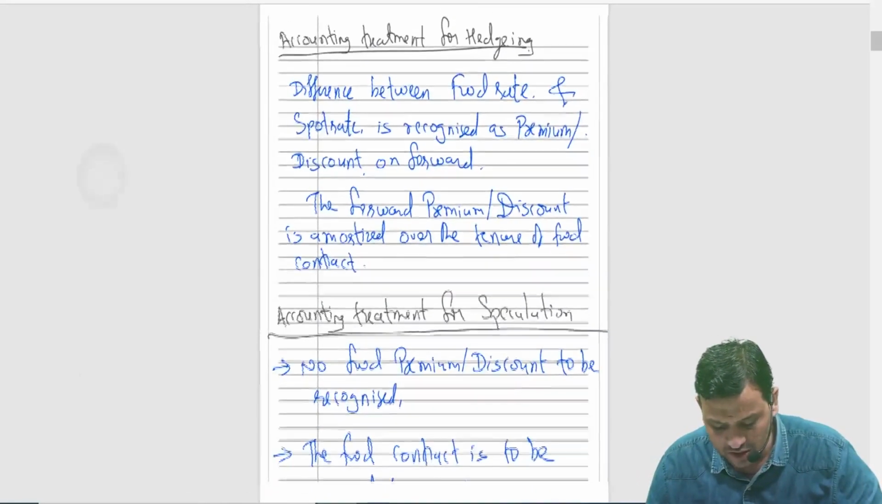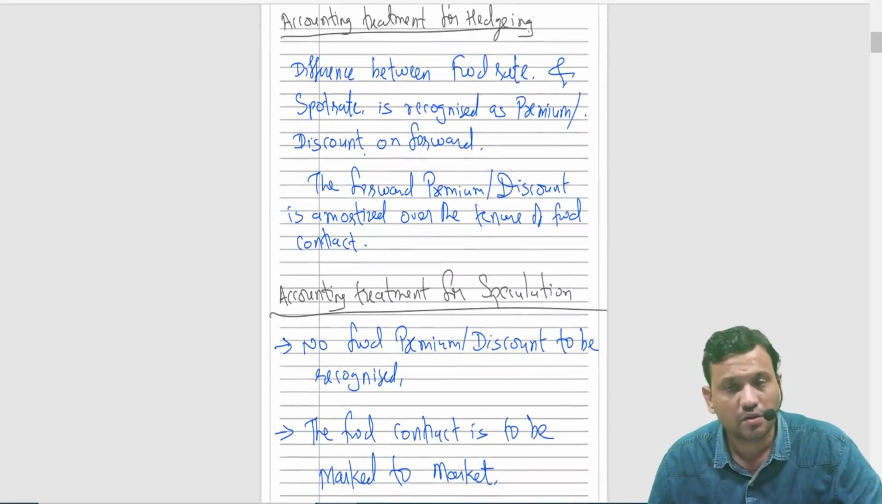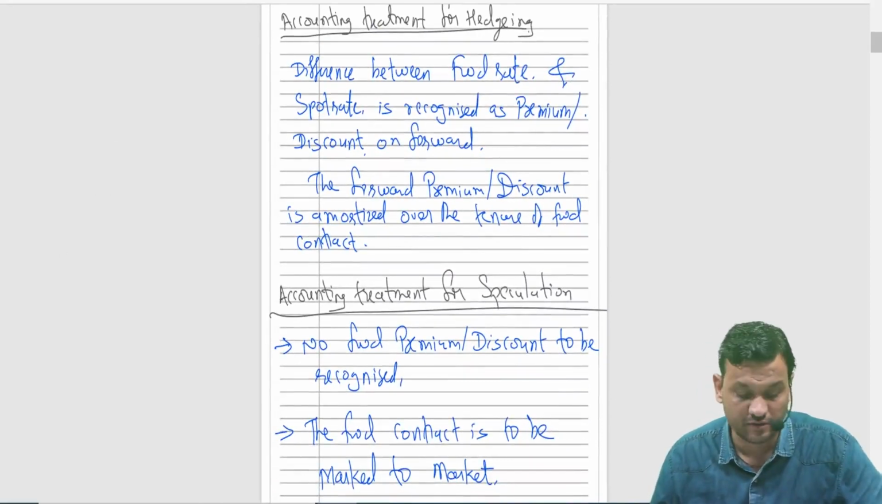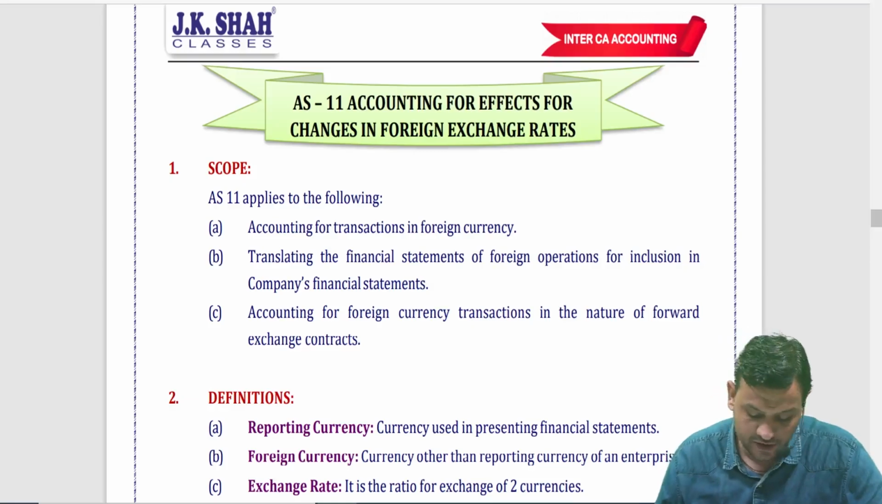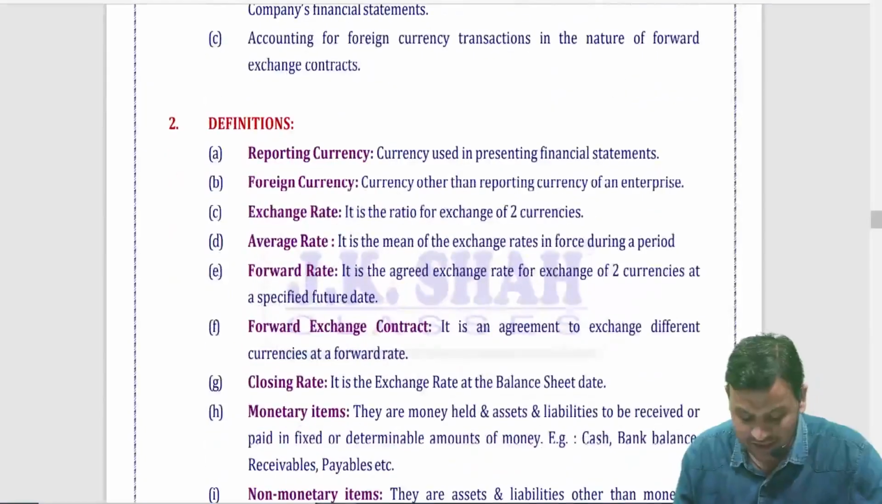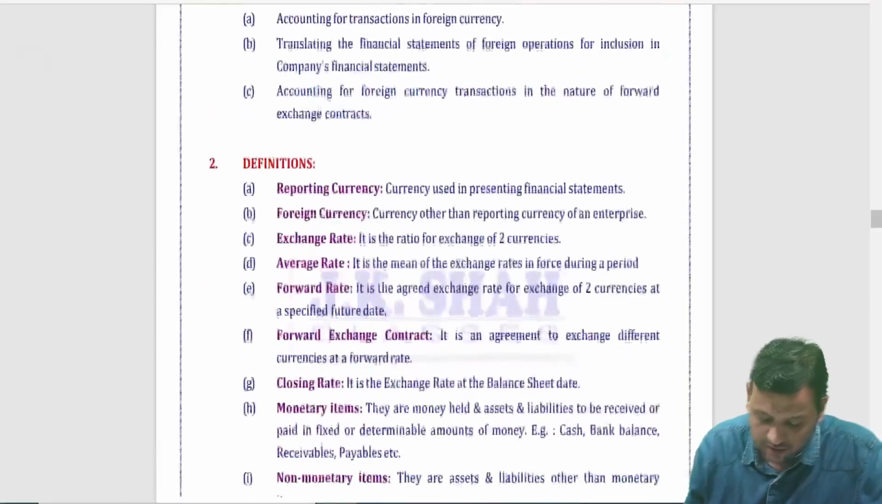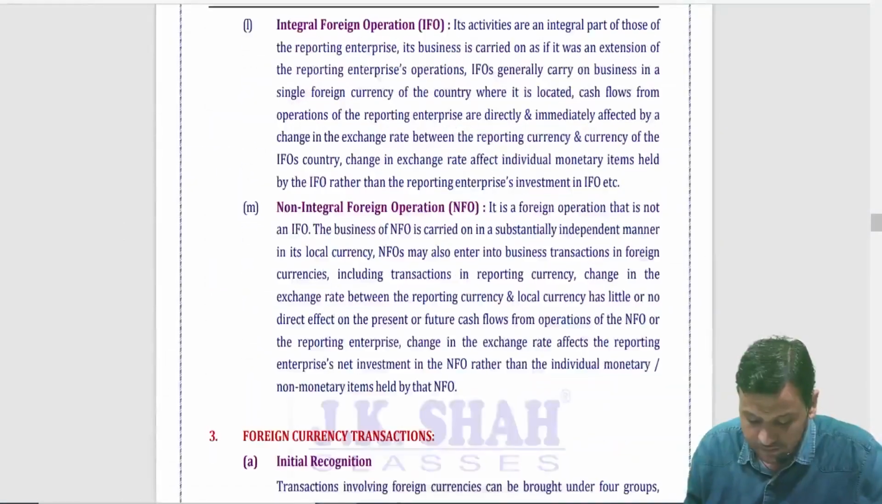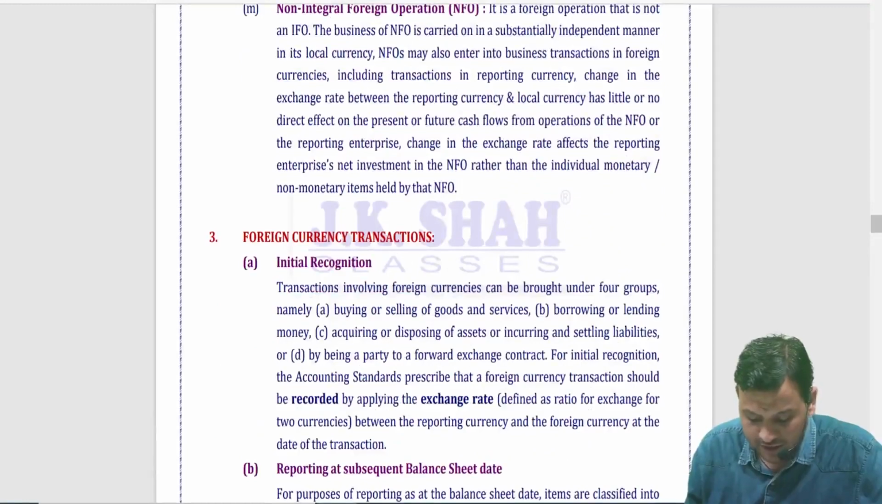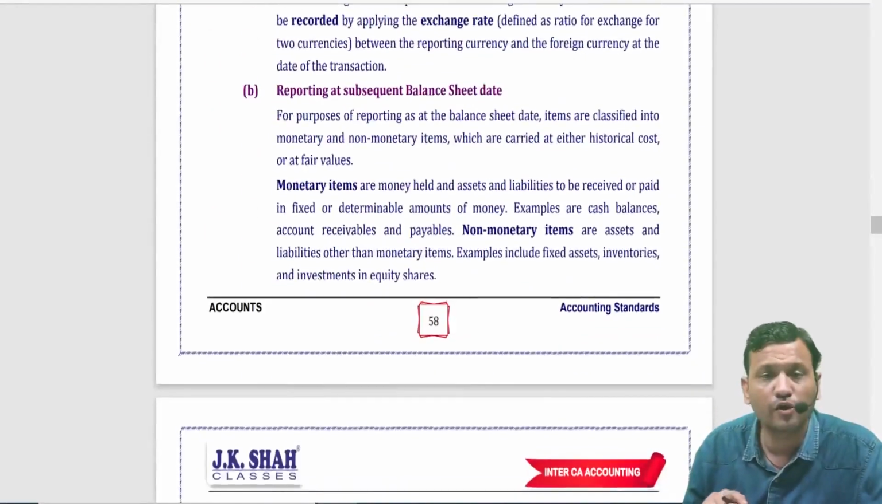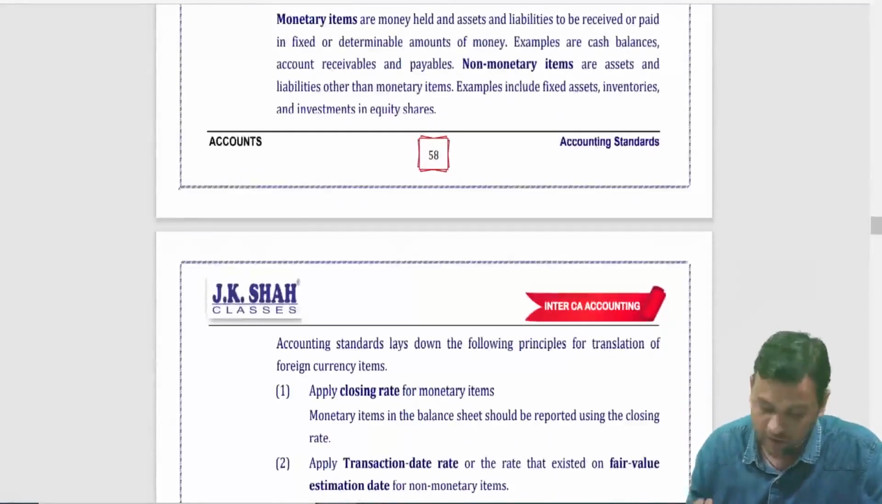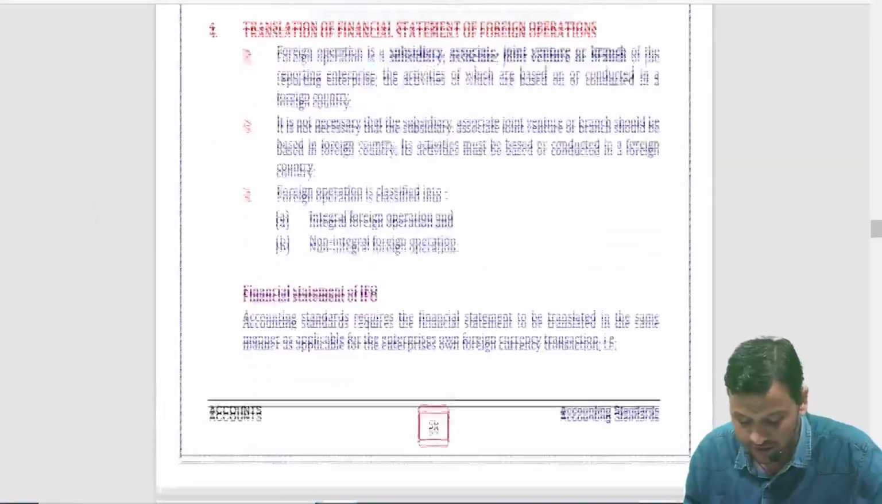Yes, friends, so this is all about the theory of AS 11. These are all basic things which I didn't revise in full, such as the definitions of reporting currency and foreign currency. I've just revised what foreign currency transactions are, how foreign operations are to be translated, and forward contracts. Three major things, and of course para 46A.